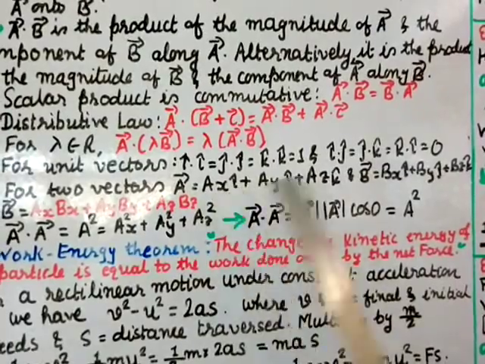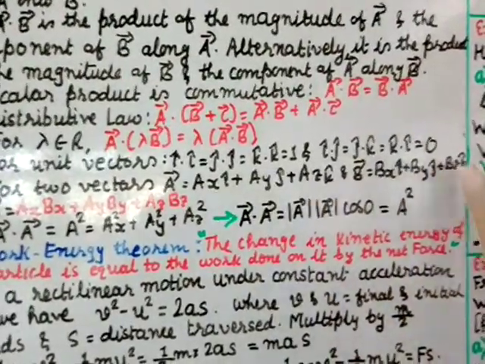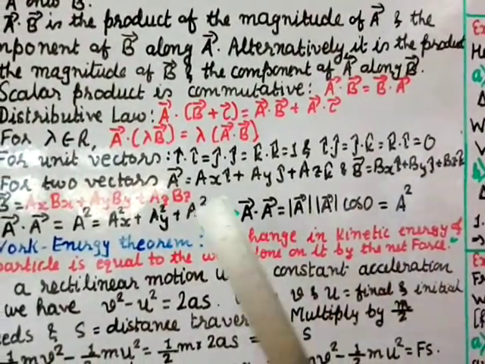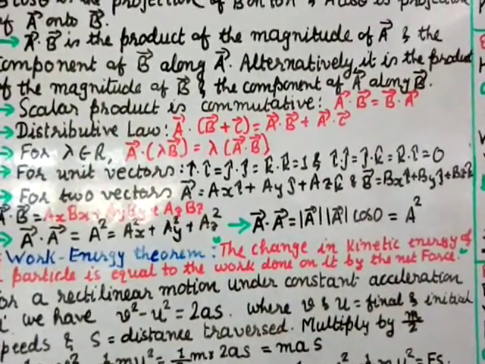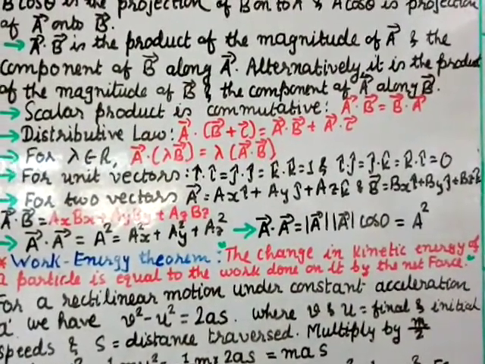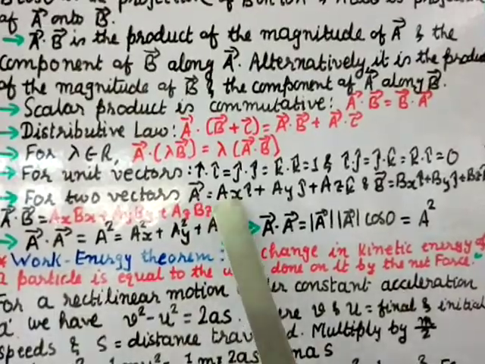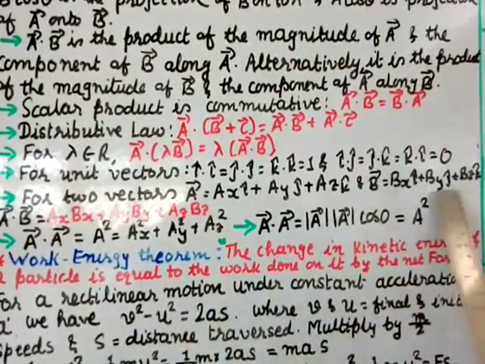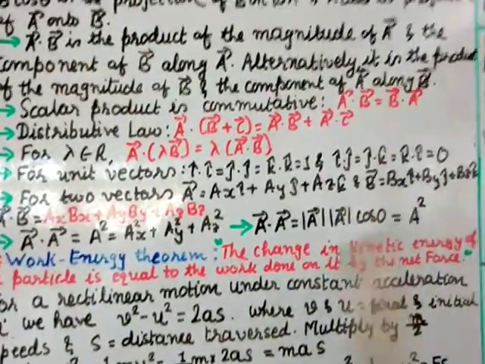When you multiply i and j, i and k, it will be 0. So we do not write those, okay? Only the i component, you have to find the product, j component product and k component product, okay? So AX BX plus AY BY plus AZ BZ.